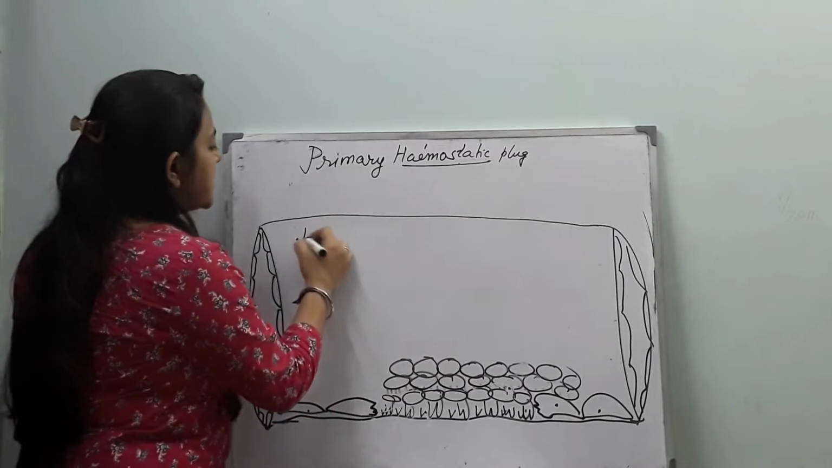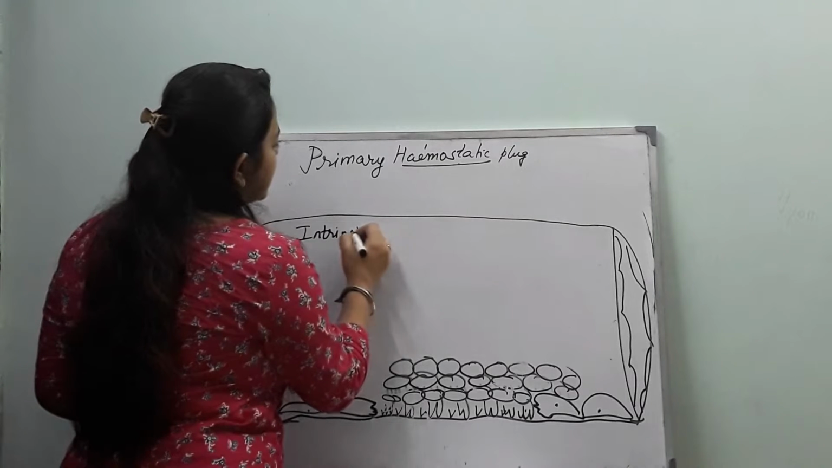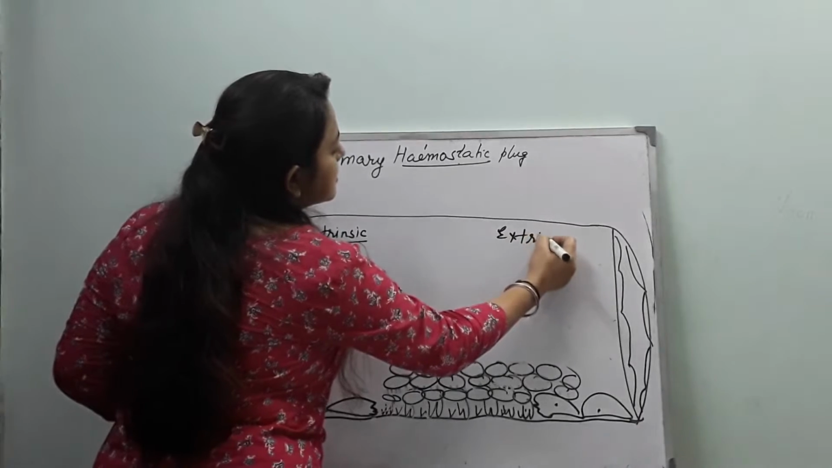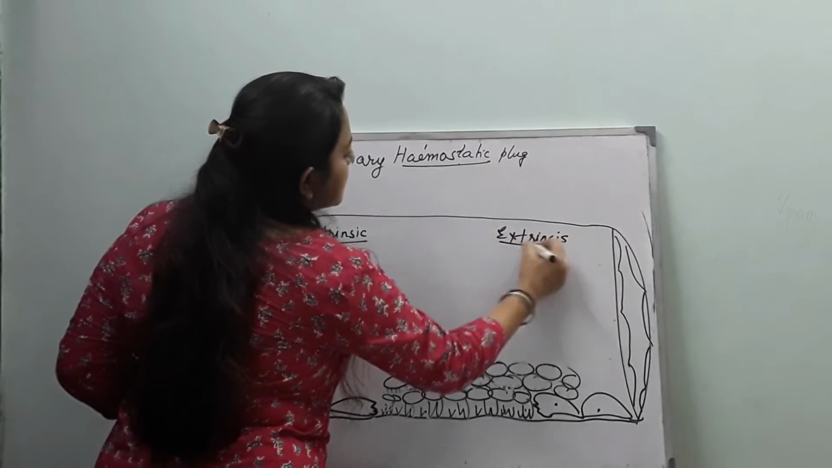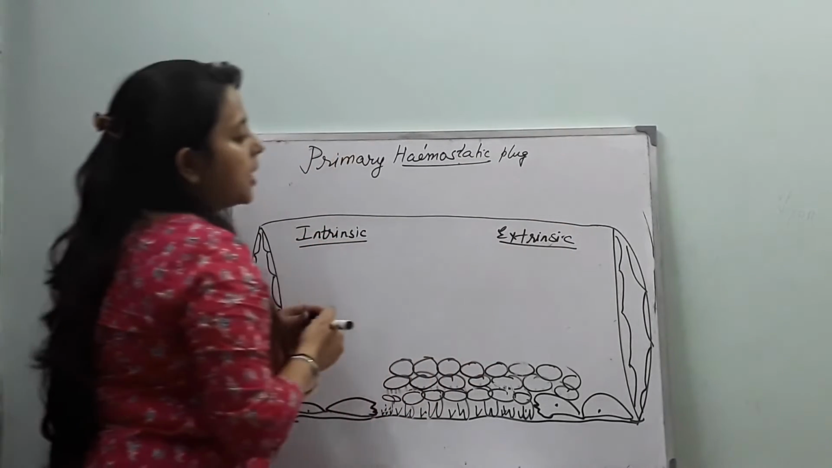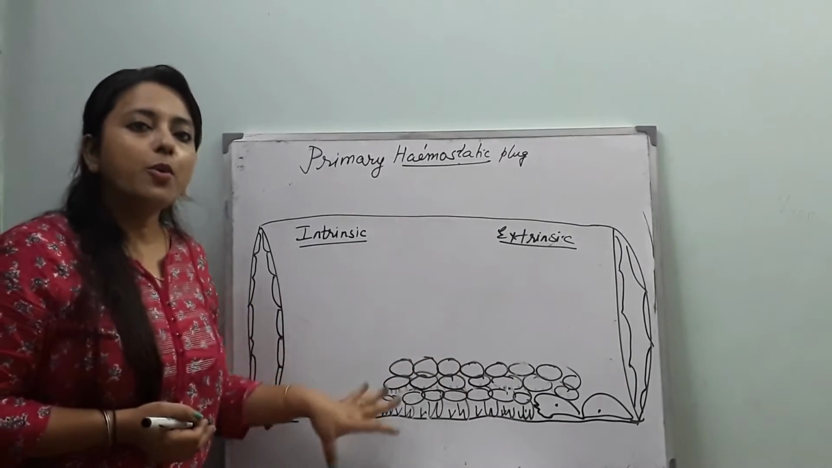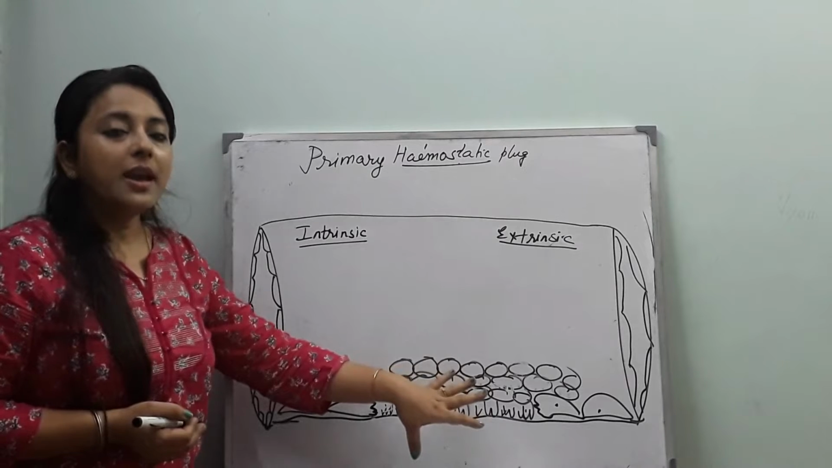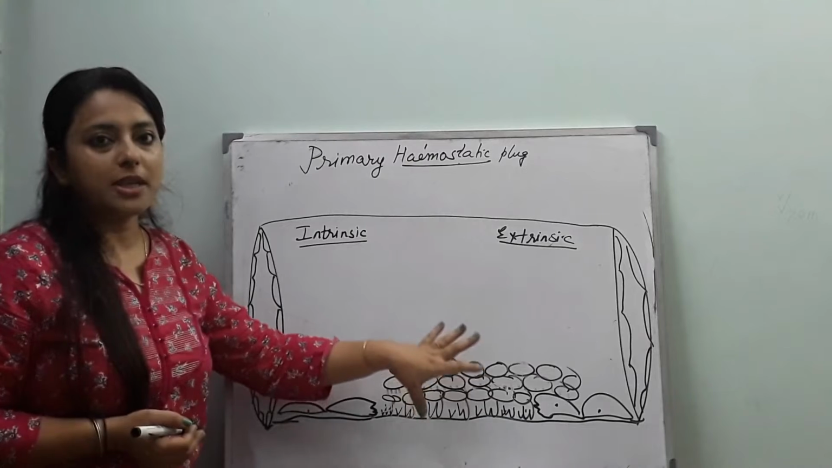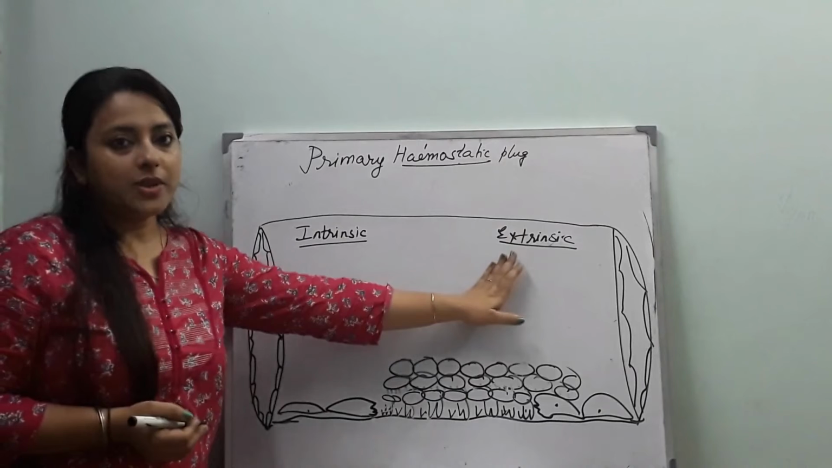The first pathway is the intrinsic pathway, and the other is the extrinsic pathway. At the very first, the primary hemostatic plug is formed, then fibrin is formed over here, and it makes a strong plug, and it forms the secondary hemostatic plug. But the formation of the secondary hemostatic plug follows two pathways, the intrinsic pathway and the extrinsic pathway.